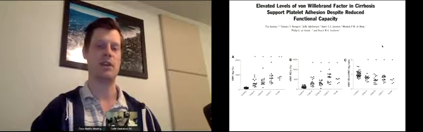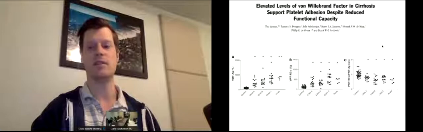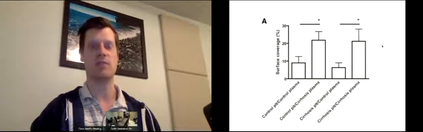So in other words, they found highly elevated levels of von Willebrand factor, which were strongly related and correlated to the severity of the disease. However, the functional capacity of the von Willebrand factor also decreased relative to the severity of the disease. So then they isolated platelets and plasma from healthy controls and cirrhotic patients and mixed them in various combinations to see how they would clot.